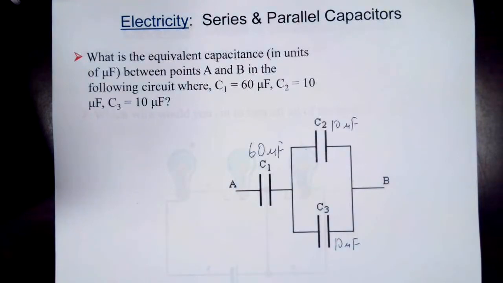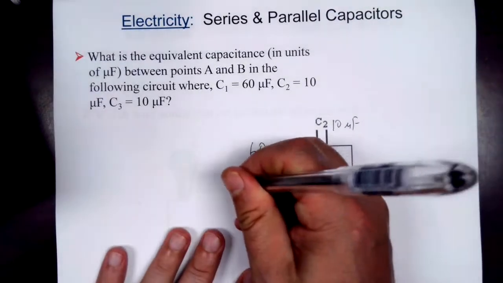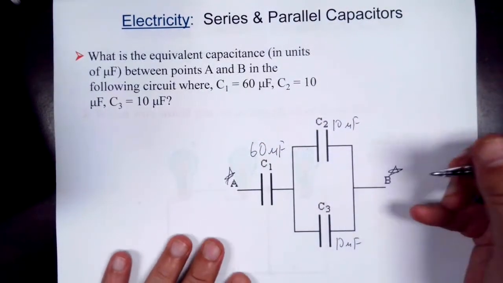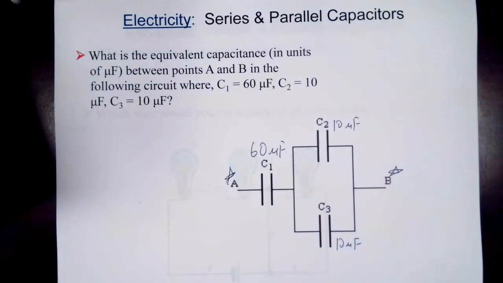And we are asked basically what is the equivalent capacitance between points A and B. So this is what we call solving a circuit. And so how do we do this? Well, what we need to do is find two capacitors, or if this was resistors, two resistors, that are either in series or parallel, so we can simplify them.